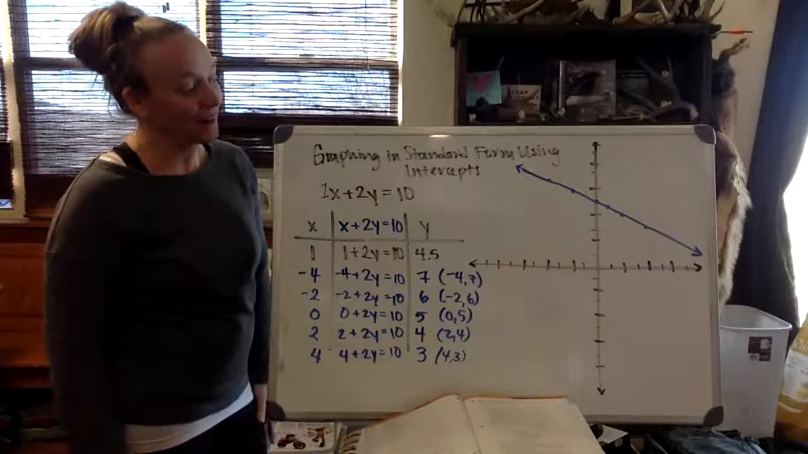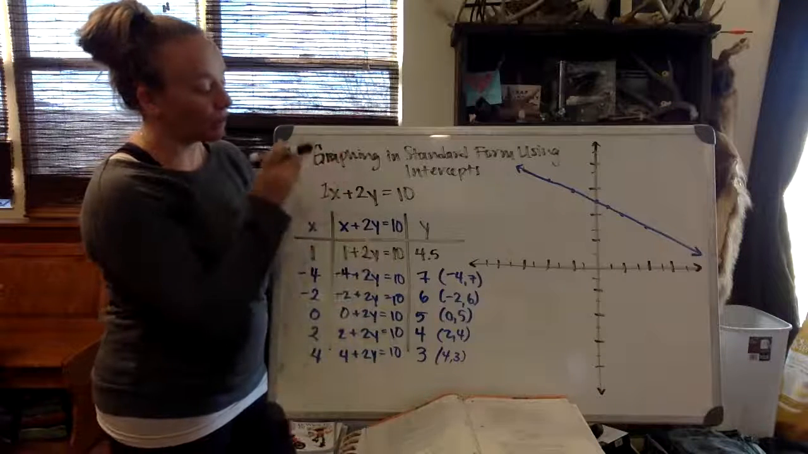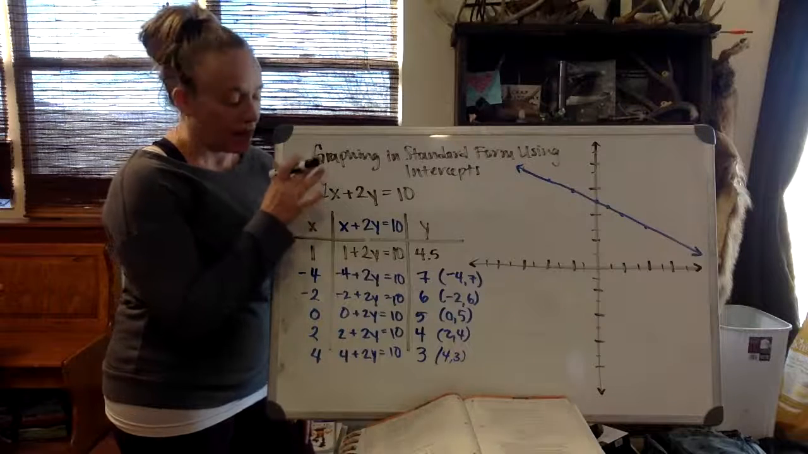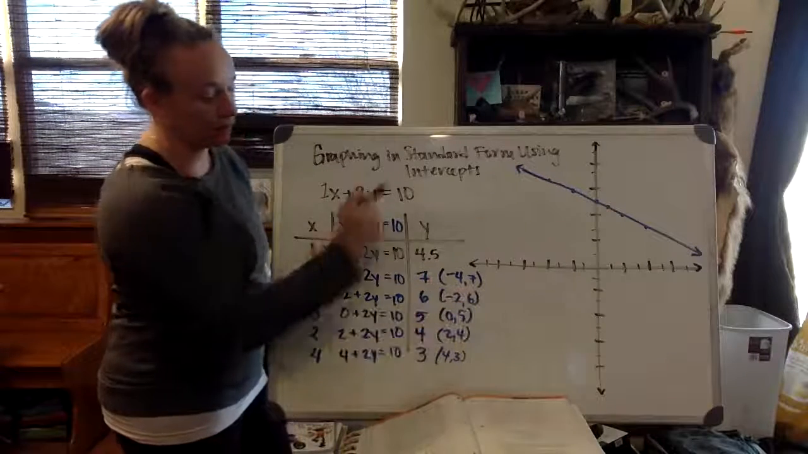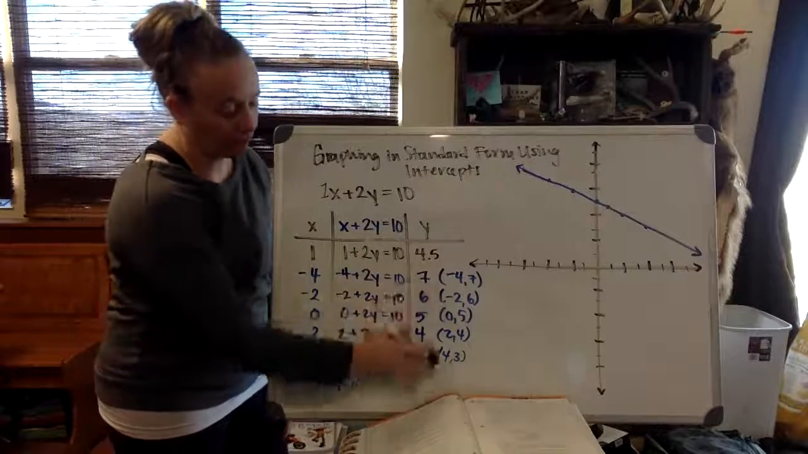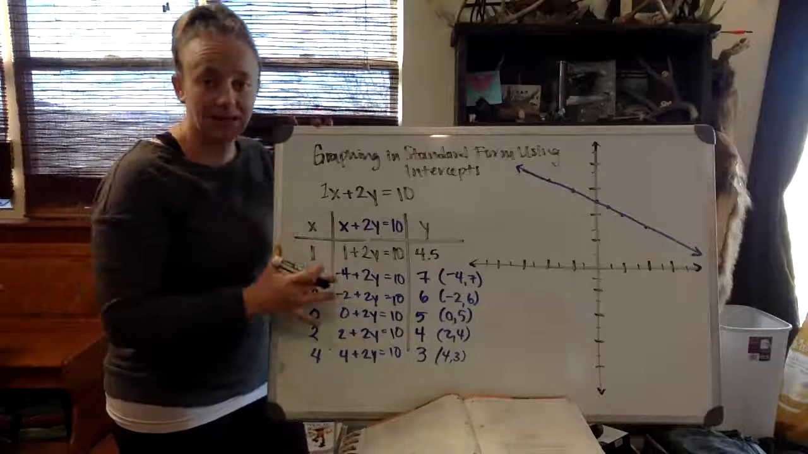Okay. All right. So this last problem that we did, I had us graphing this equation, x plus 2y is equal to 10, creating a table of values and creating a graph using those table of values, creating 5 points and then plotting them. That's all fine and dandy.